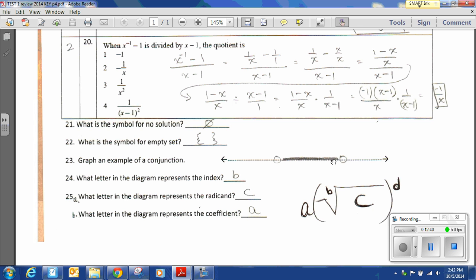An example of a conjunction is when the solution is between the 2 points, right? What letter in the diagram represents the index? That's B. Radicand is C. And the coefficient is A.